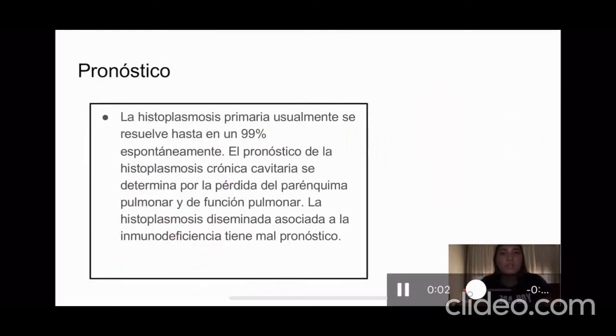Primary histoplasmosis cures itself 99% of the time. The prognosis of chronic cavitary histoplasmosis is determined by the loss of lung parenchyma and lung function. Disseminated histoplasmosis associated with immunodeficiency has a poor prognosis.